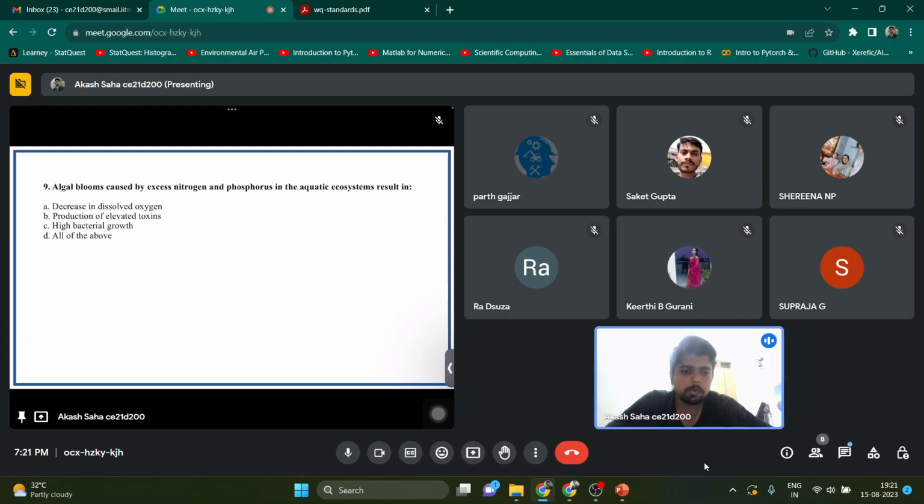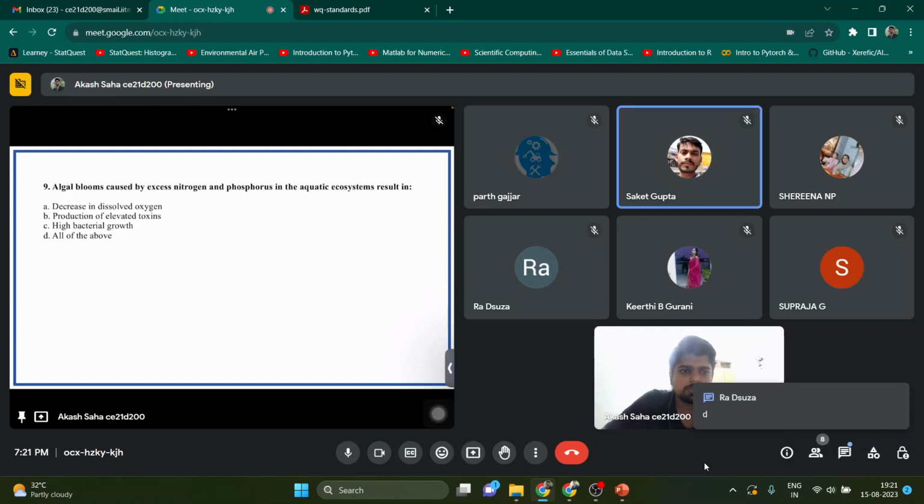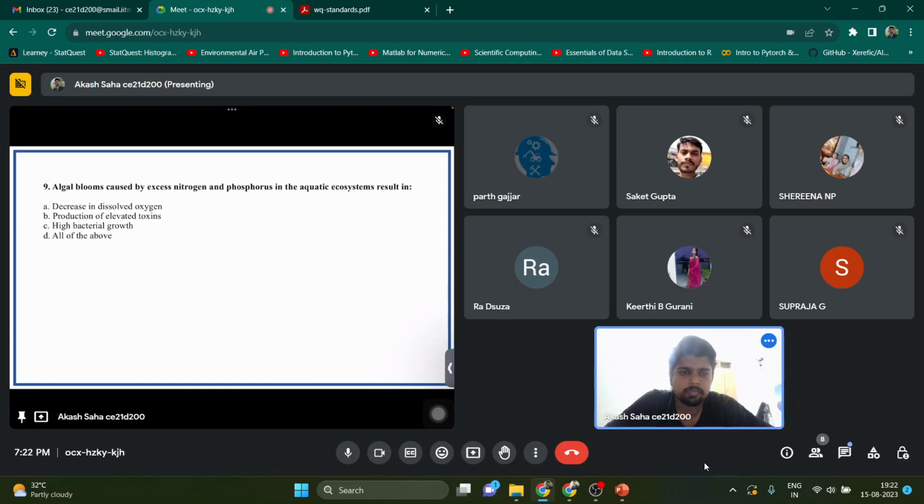So if we have algal blooms in our ponds or lakes anywhere, which of the following things can happen in the system? Others, you can also participate, please. All of the above. Okay, so can someone tell me how algal bloom will decrease the dissolved oxygen? What do you think? Will algae consume the dissolved oxygen, or how will it decrease it? Anybody has any idea you would like to try?